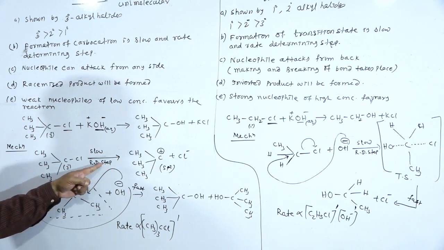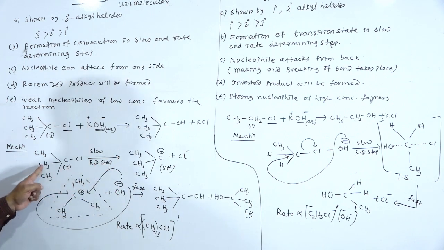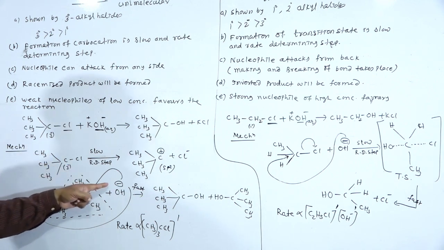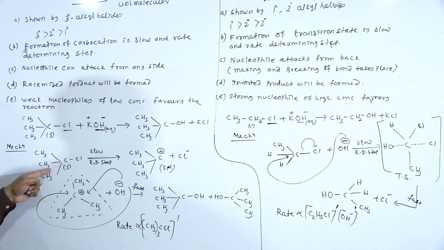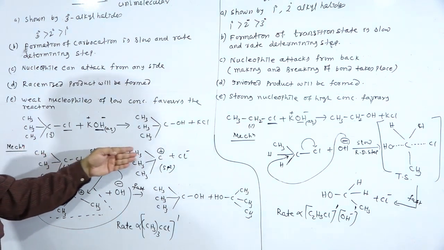OH minus cannot attack from the back because of the presence of 3 plus bulky groups, CH3, CH3, CH3. Therefore, OH minus cannot easily enter the site because of the presence of 3 bulky groups, steric hindrance. And moreover, these are the 3 plus I groups, they will push the electrons, so there is the formation of carbocation.